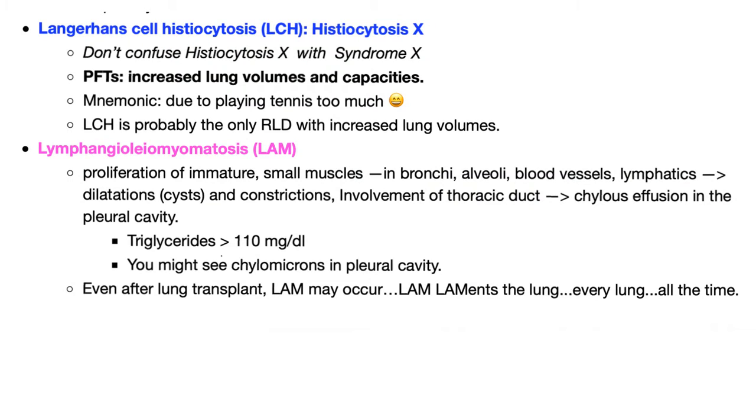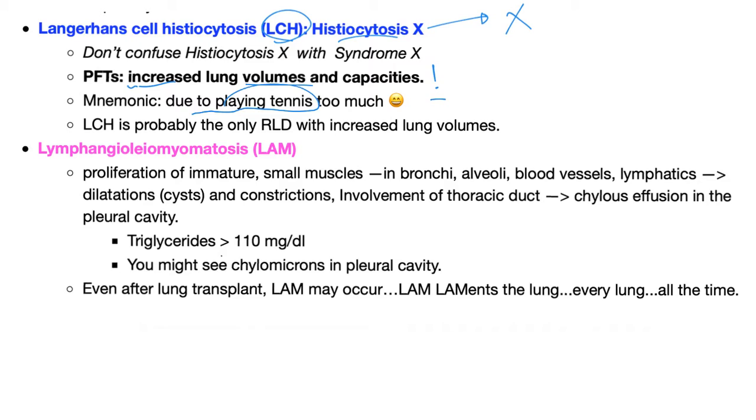Langerhans cell histiocytosis is the same thing as histiocytosis X, but please do not confuse histiocytosis X with syndrome X, also known as metabolic syndrome. PFTs also show increased lung volumes and capacities, which is really weird. Why? Because in any restrictive lung disease, there is decreased lung volume and capacities. Histiocytosis X is an exception. That's why it's an X. It's vague. It's hiding in the ether. Maybe the increase in lung volumes and capacities is related to the fact of playing tennis. I mean the tennis granules.